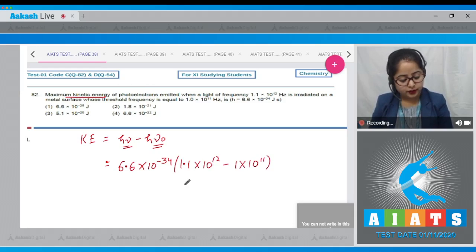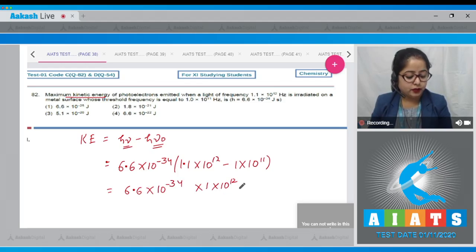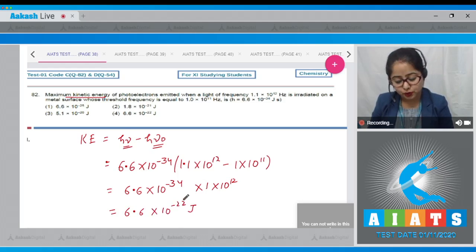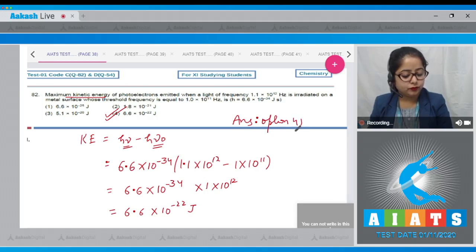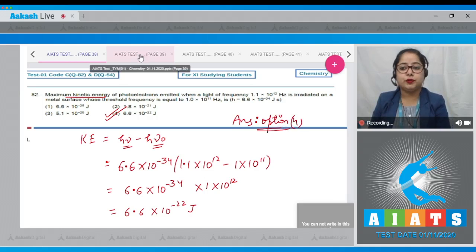10 to the power 11, which is equal to 6.6 into 10 to the power minus 34 multiplied by 1 into 10 to the power 12, which is equal to 6.6 into 10 to the power minus 22 joules. That means the correct answer is option number 4. Moving to the next question, students, which is question number 83.